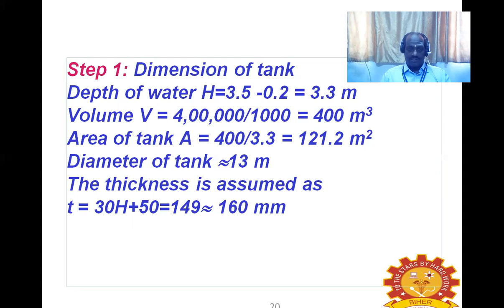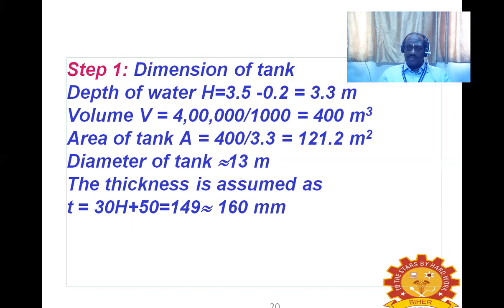Area of the tank, since it is circular: if I know the height of water, then I can arrive at the area of the tank. So I am dividing by 3.3. I get 121.2 square meter as my area of the tank. Once I get the area, I can go with the diameter. Pi d square by 4 I can use. In this, the diameter alone is unknown, so I equate it to 121.2 square meters and find the diameter, which is approximately equal to 13 meters.